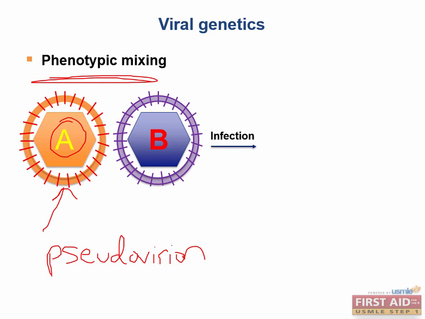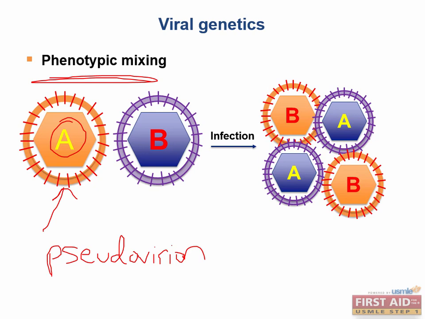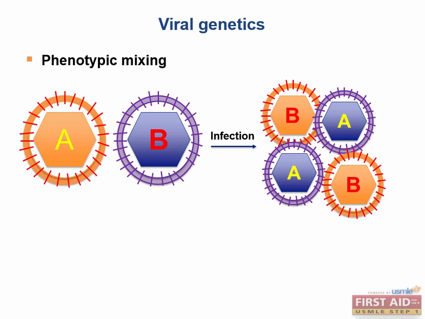Here we can see, after co-infection into the same cell, that virus A and B switch the capsid and envelope material and vice versa. We can see that capsid or genetic material A, which used to be in the orange envelope and capsid, is now in the purple envelope and capsid, and B is now in the orange envelope and capsid. This is called phenotypic mixing.